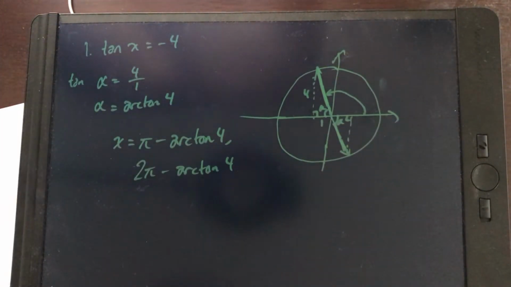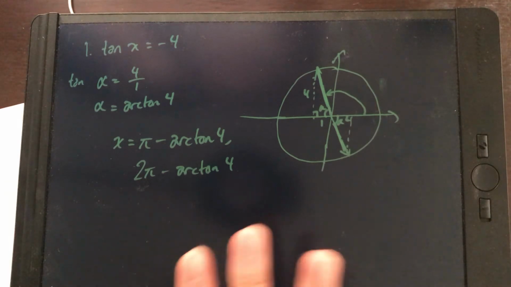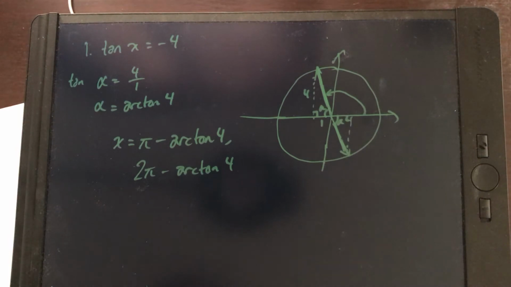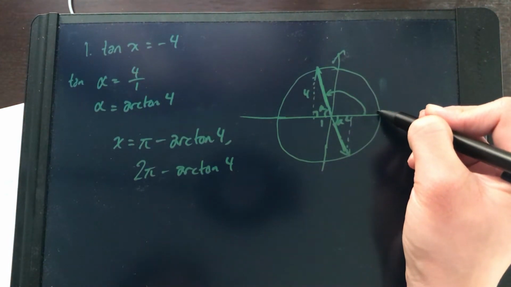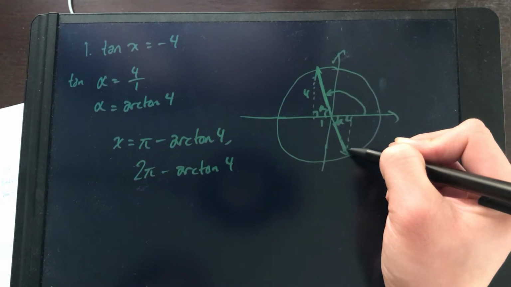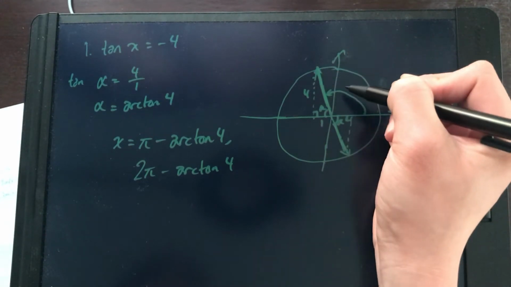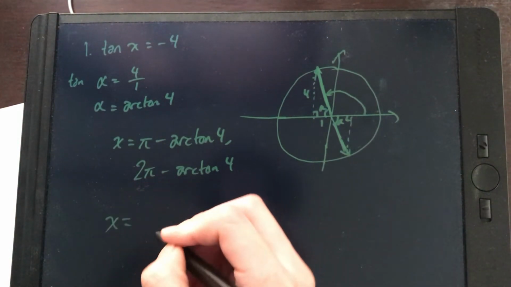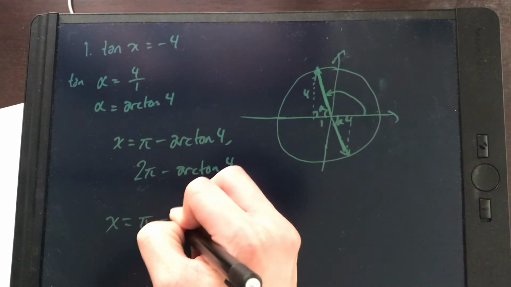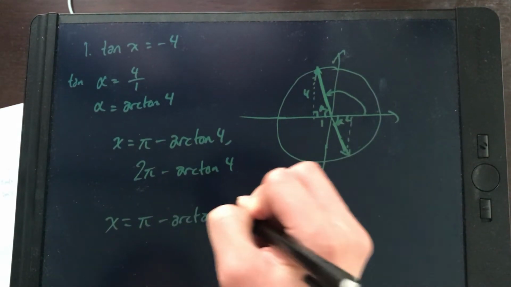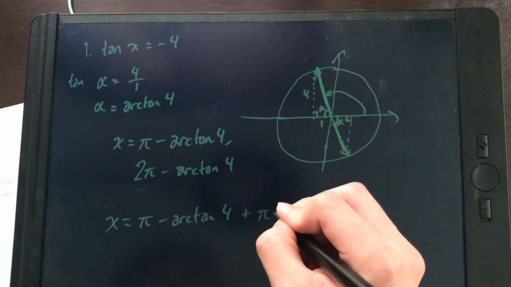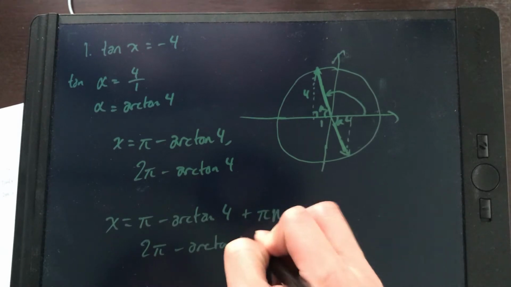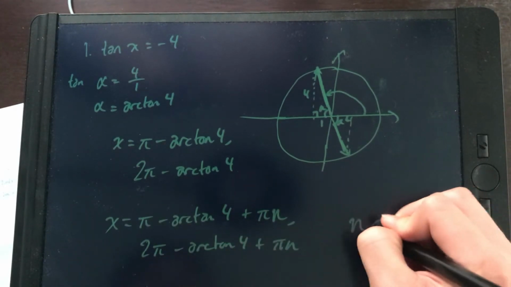But note, this is the general solution, so in fact, I'm just going to add some number of integer multiples of pi in order to get all of the solutions. Because think about it this way. What if I went all the way around, I went another pi around? I'd get to another arm that satisfies tangent x equals -4. So, in general, I would say x is equal to pi minus inverse tangent 4 plus pi n, 2 pi minus inverse tangent 4 plus pi n, and here n is an integer.